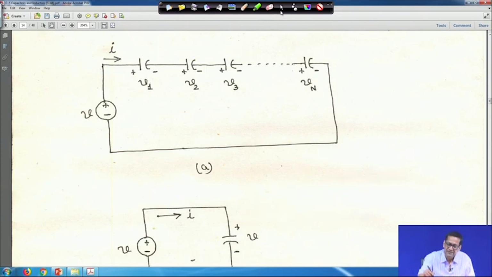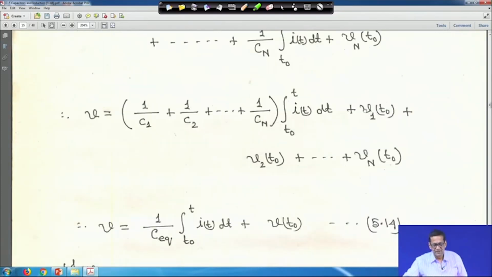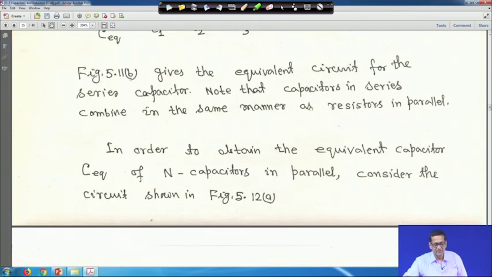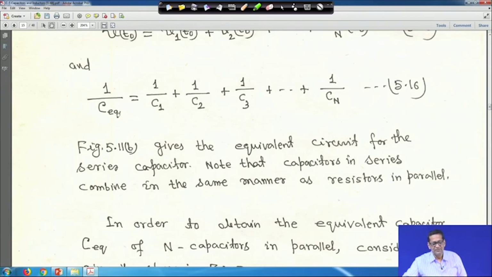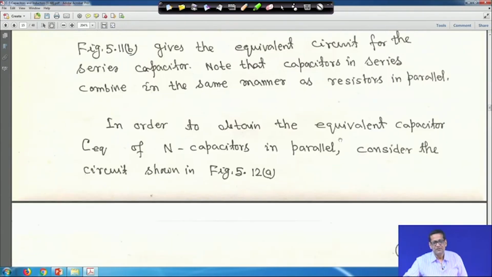So, let me clear it. That is what we have made. From that, if you know C1, C2, C3, all, you can calculate Ceq. So, this is what we get for series connection.